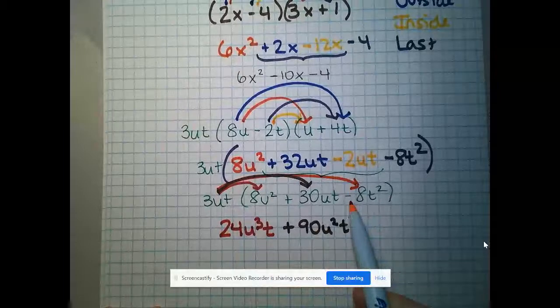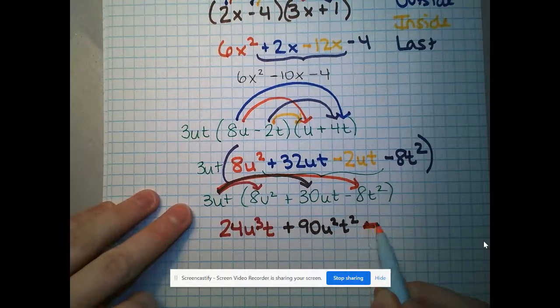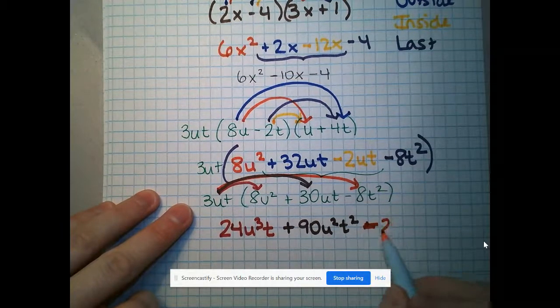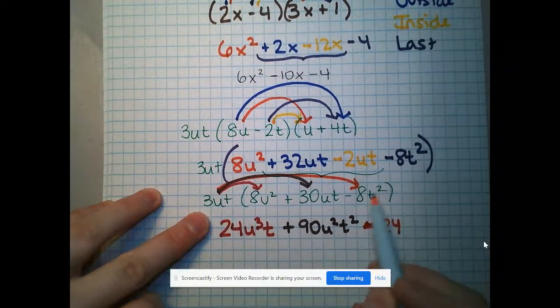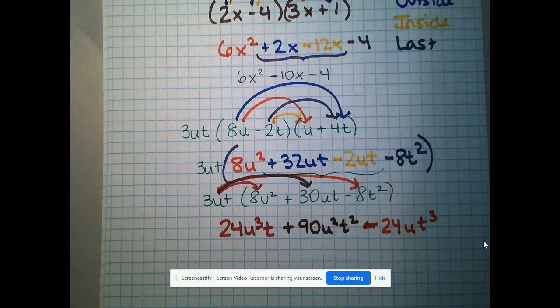And then the last one of the set: 3ut times the minus 8t. So 3 times 8 is 24, and it's not plus, it's minus. There's no u in the second term, so it's a single u. And then t times t squared is t to the third. There's nothing to combine at that point. That is actually your final answer, with just some more mixed variable exponents.